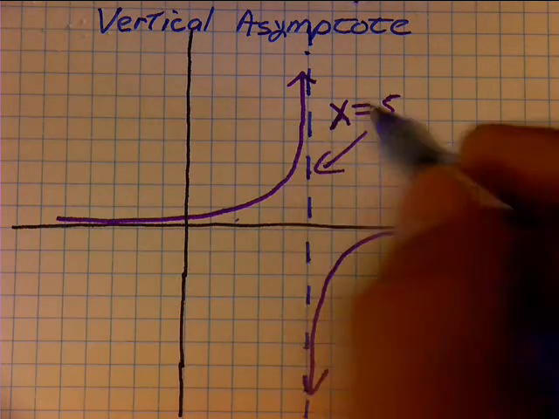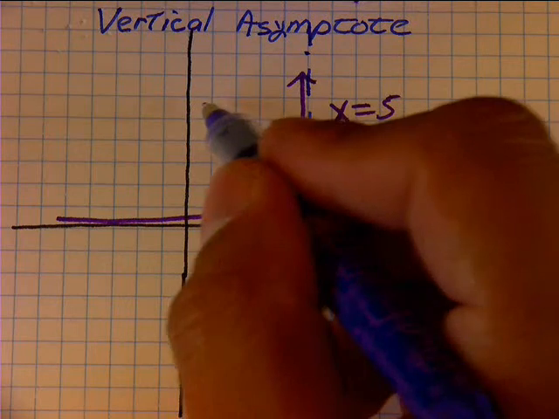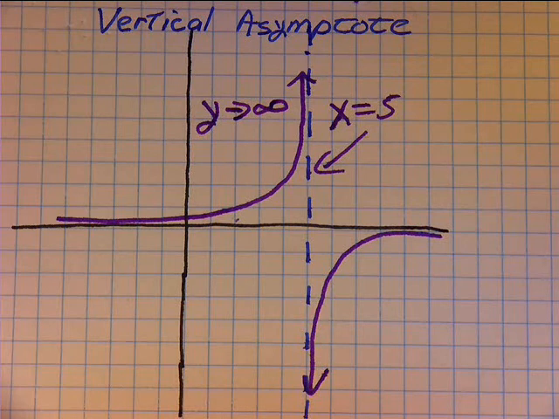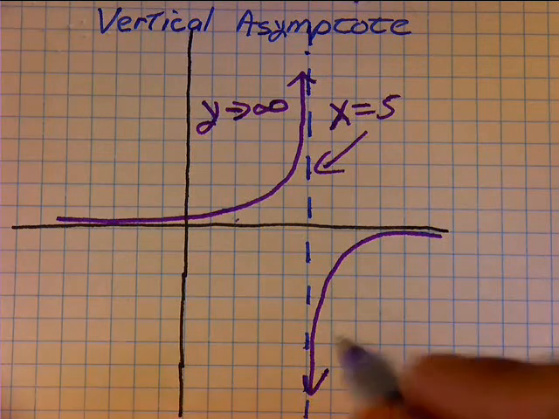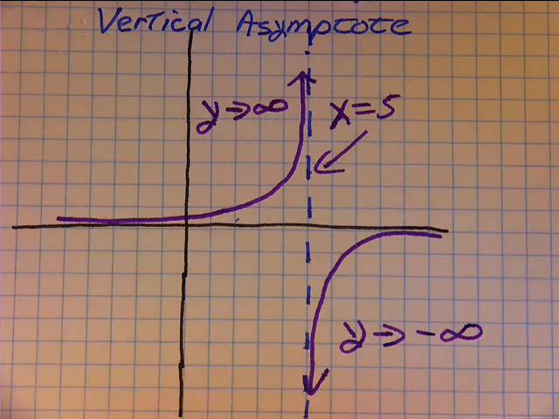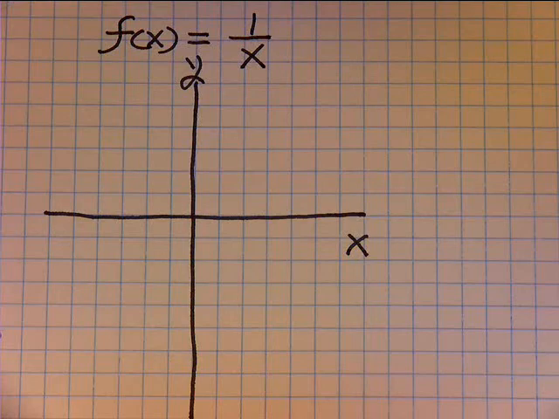So as we are coming towards -5 from the left-hand side, y is going to positive infinity. But as you approach this barrier from the right-hand side, your y value is going to negative infinity. Anytime I have a vertical line where my y values are either going to positive infinity or negative infinity, we call that an asymptote.